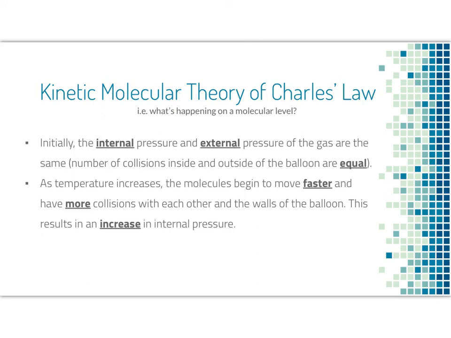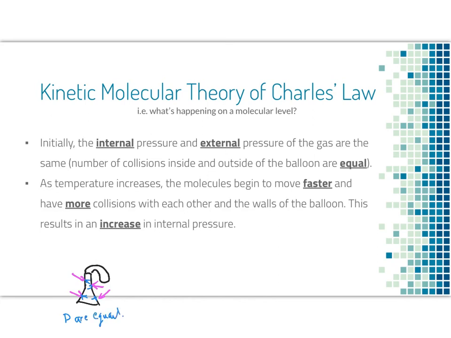So what's happening? Initially, the internal and external pressure of the gas is the same. So the collisions on the inside and the outside of the balloon are equal. So if this was our experiment, the collisions inside and outside are equal. So we're going to have the same number of collisions inside and outside. Let's say this was on our balloon. It shouldn't be on the flask because the flask technically can't expand, but I didn't have enough room. So pressures are equal.